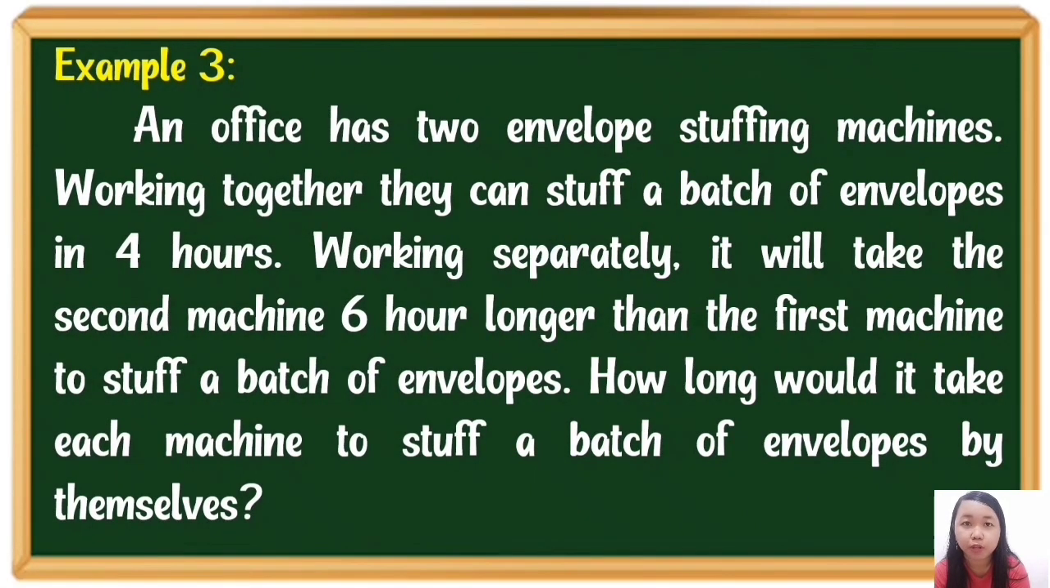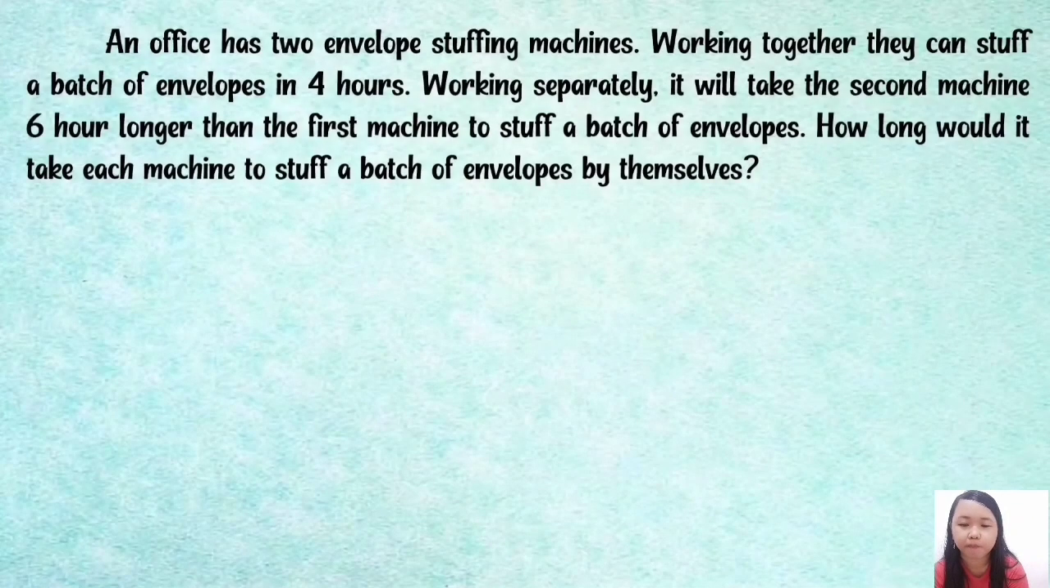Next, example number 3. An office has two envelope stuffing machines. Working together, they can stuff a batch of envelopes in 4 hours. Working separately, it will take the second machine 6 hours longer than the first machine to stuff a batch of envelopes. How long will it take each machine to stuff a batch of envelopes by themselves?